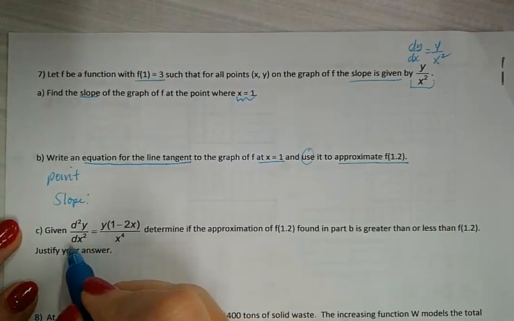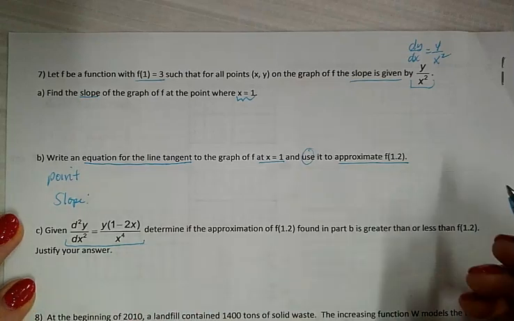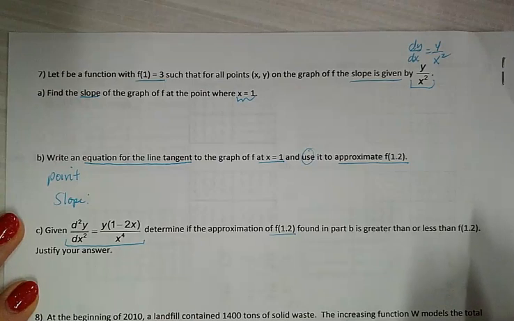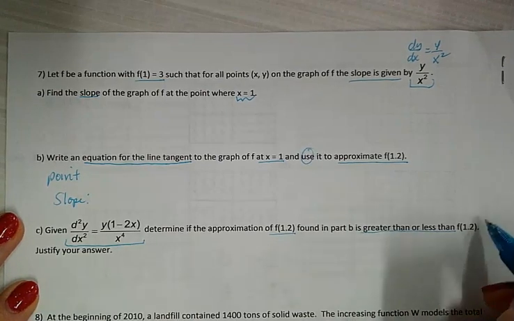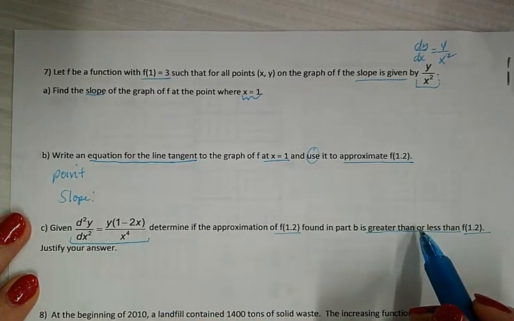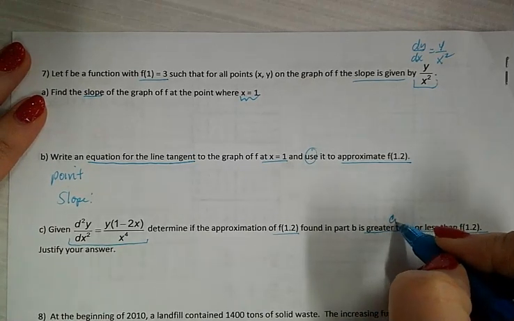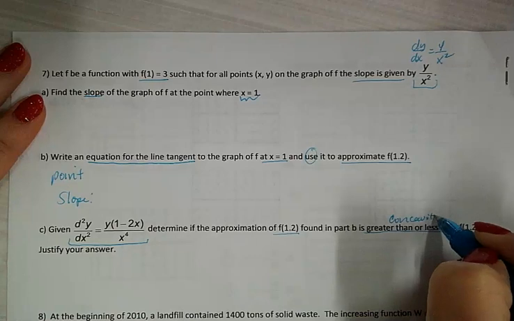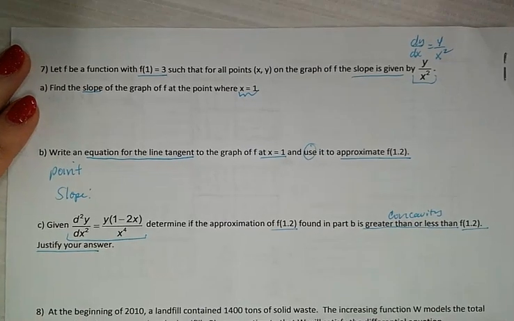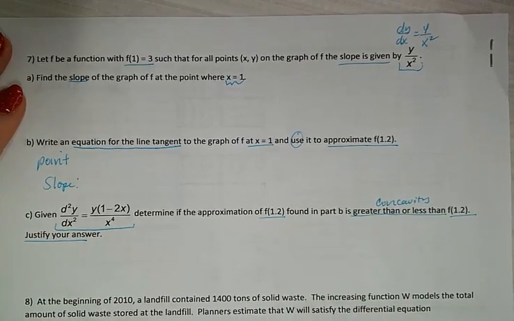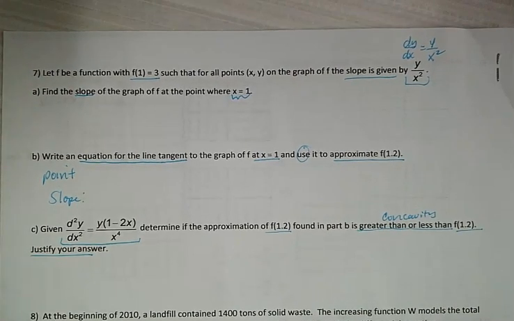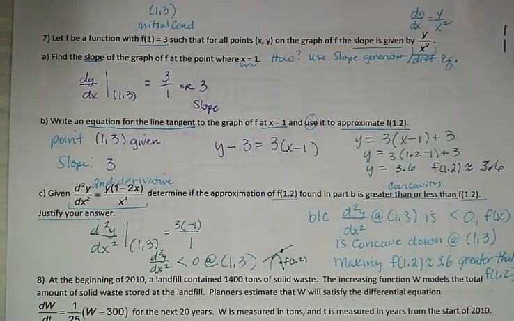Then when I'm reading part C, I can see that they're giving me the second derivative, and we want to determine if the approximation that we found in part B is greater than or less than the actual. And so if you're given the second derivative and we want to know greater than or less than, then we need to know something about concavity. All right, and then justify your answer. So that means that you're saying, what's the name of the function? What is it you're doing? Where is it happening at? All right, with that in mind, then let's go ahead and pause our video and work through problem 7. Pause now. All right, let's see how you did.